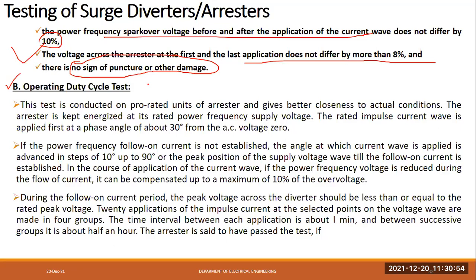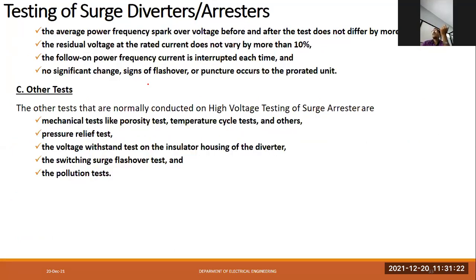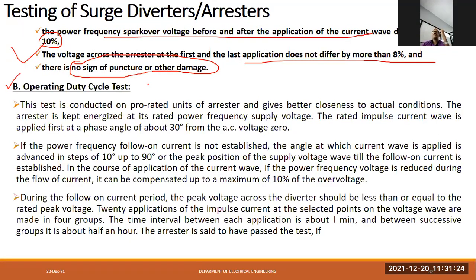Whatever the power frequency is, it should be around 10% up to 90%. Such things we can take into consideration. And at this moment, whatever the follow-on current is that is established, having a current wave, if the power frequency voltage is going to reduce the flow of current, then a maximum of 10% of the current or voltage should get compensated, right?